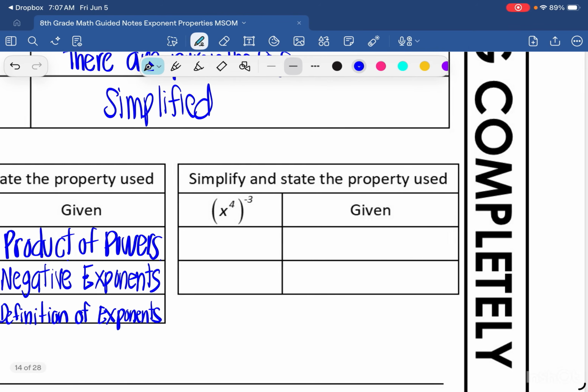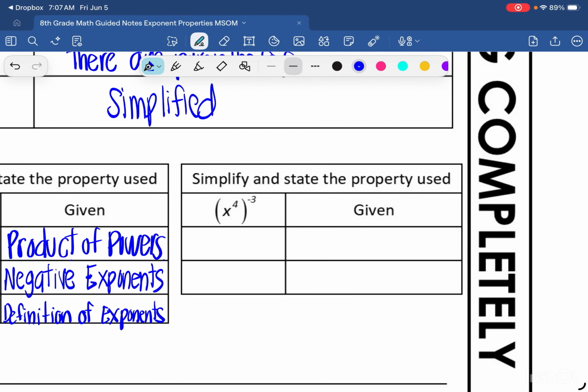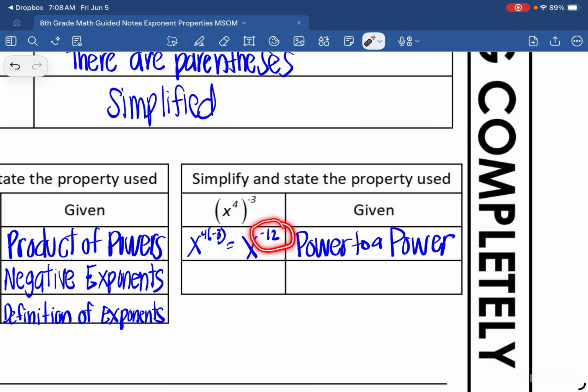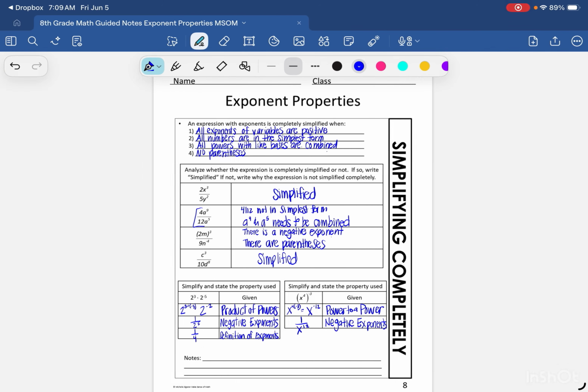Now we're going to do the same thing to x to the 4th to the negative 3. I have a power to a power here. So I'm going to go x to the 4 times negative 3, which is x to the negative 12, and that was a power to a power. Now I need to get rid of my negative exponent, so I'm going to put it in the denominator since it's in the numerator. So that's going to give me 1 over x to the 12th, and that is because of negative exponents. All right, that completes the last page.